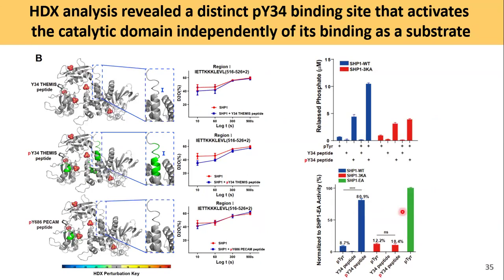Furthermore, we looked at where the PY34 CMIS peptide binds on the PTP domain. Through HDX analysis, the hydrogen deuterium exchange mass spec experiment, we mapped a region on the alpha 9 helix of the PTP domain which can bind to the PY34 peptide. Interestingly, this region has 3 lysine residues. When we mutate these 3 lysine residues, we totally abolish this regulation, suggesting that positive and negative charge interactions help the binding of these 2 molecules.